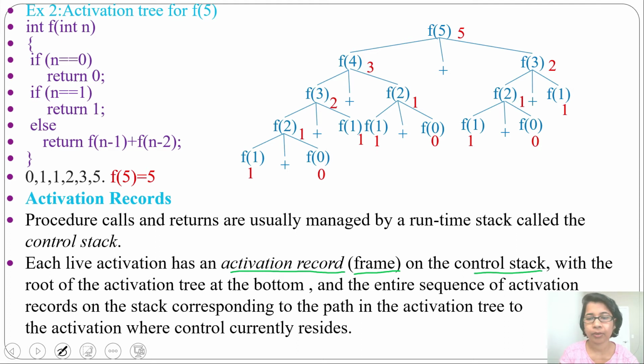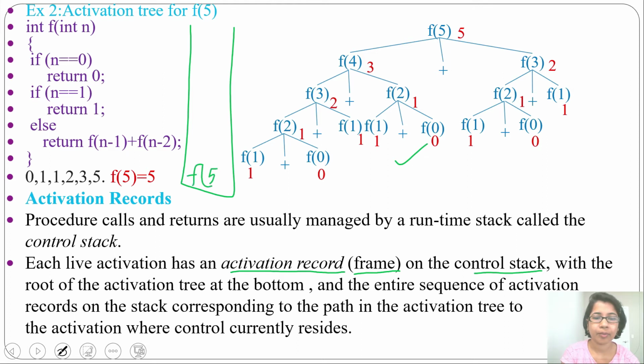Suppose we will do control stack for this. First it will be f of 5, then from f of 5 we'll call f of 4, then from f of 4 we'll call f of 3, then from f of 3 we'll call f of 2. Then from f of 2 we'll call f of 1. Now f of 1 will return, means we'll pop. So value will return 1. Then we'll call f of 0. Now f of 0 will return, so this will pop. Then f of 2 will return, means this will pop.